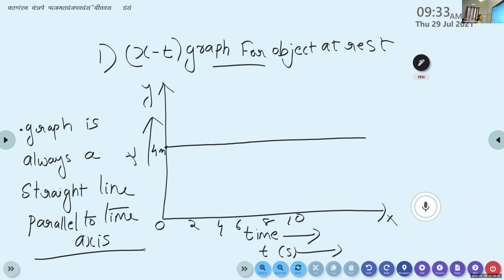Position time graph for object at rest. For that, we take the time along the x-axis, position along the y-axis. Then we plot a graph. Then the graph should be a straight line. The graph is always a straight line when the object is at rest, that is parallel to time axis.